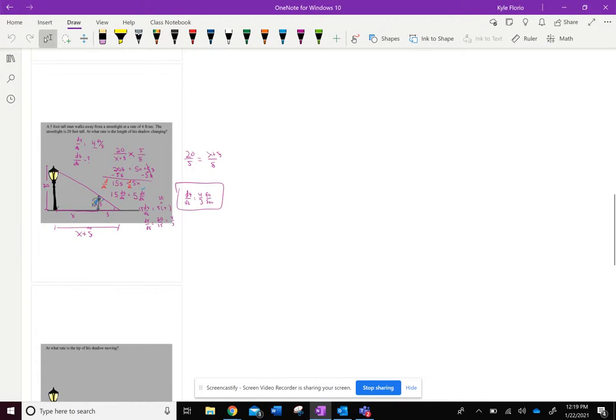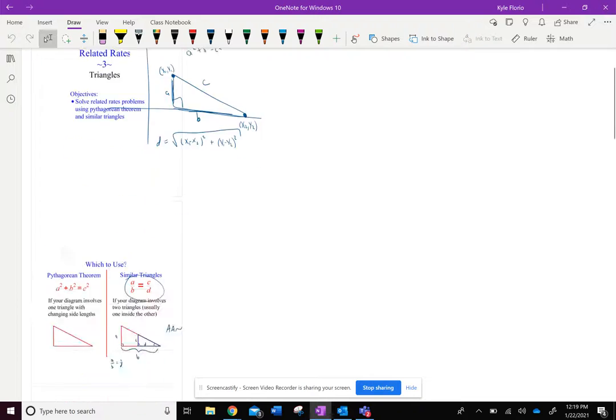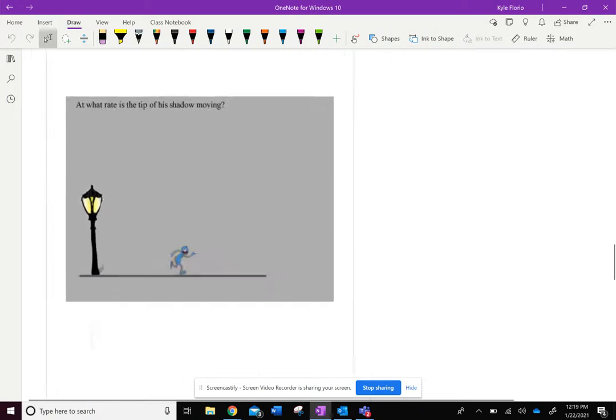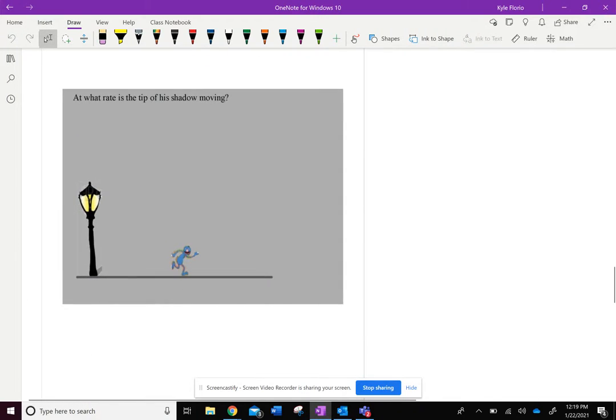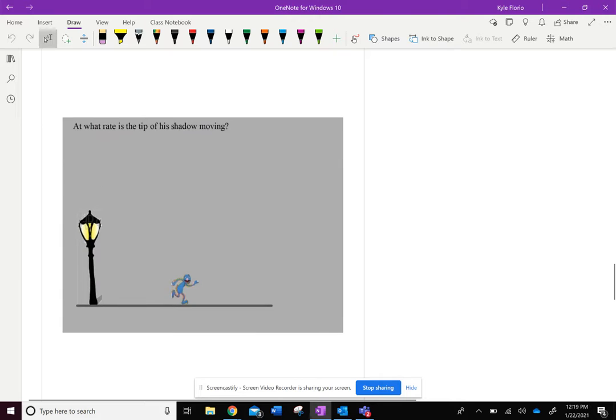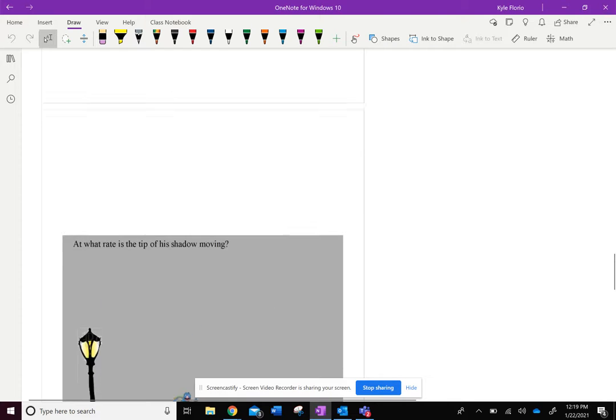This is the notes for the rest of the day three related rate stuff with triangles. This question right here is just kind of like a part B to the first question. At what rate is the tip of his shadow moving?